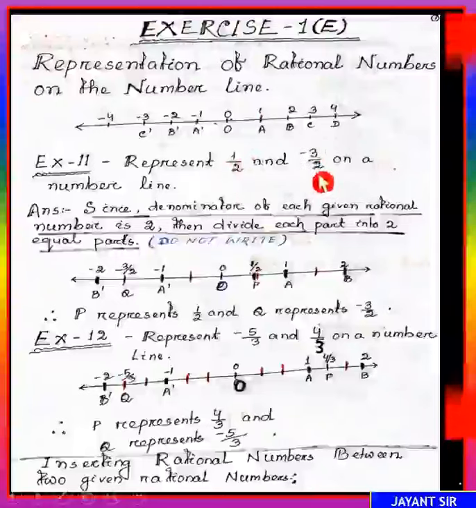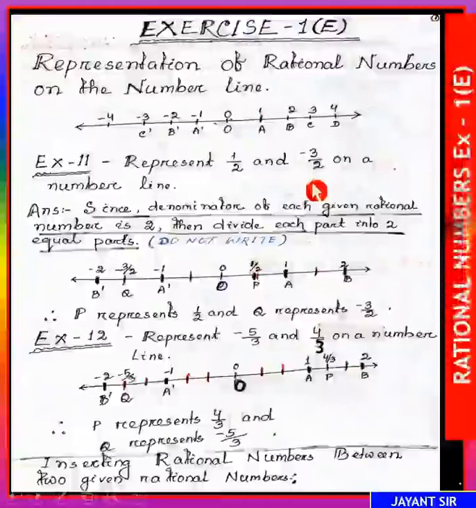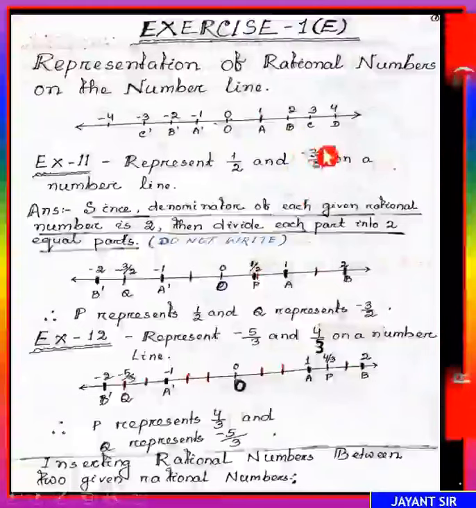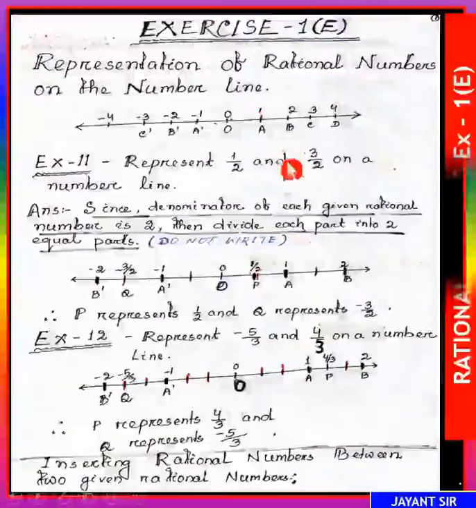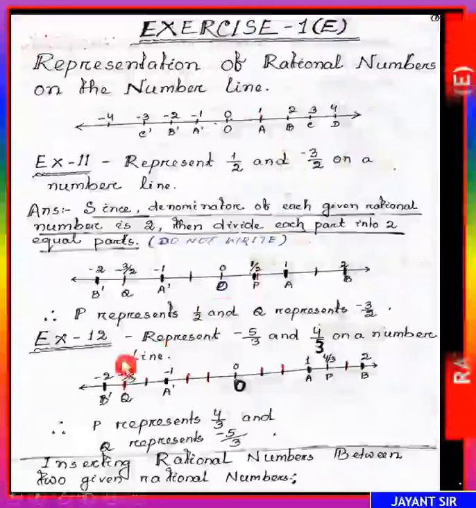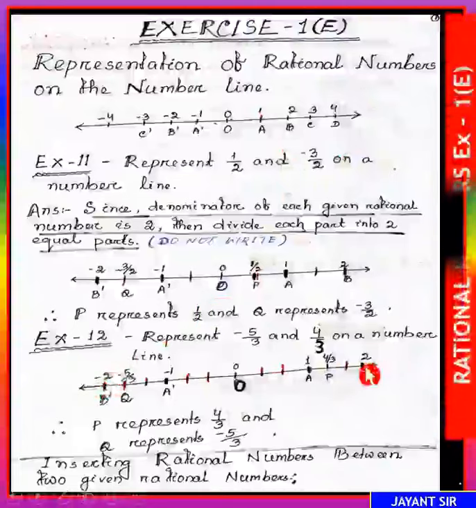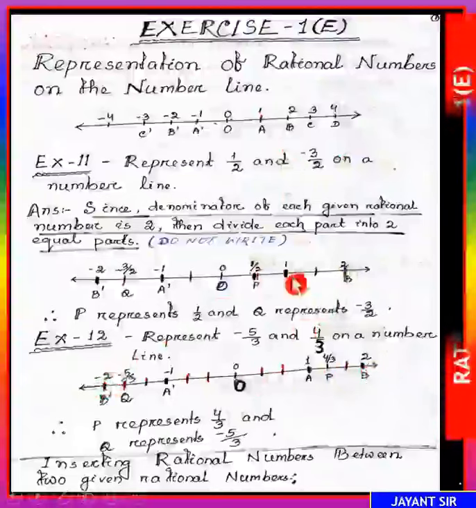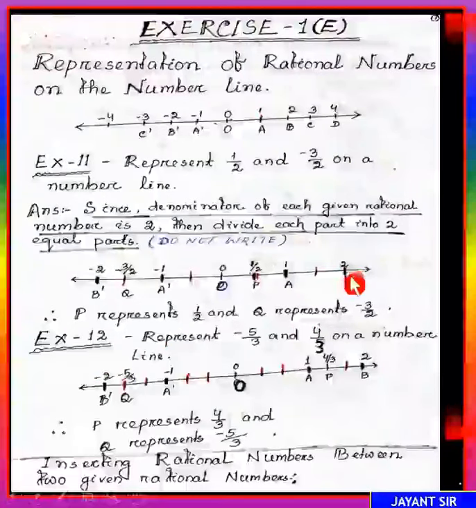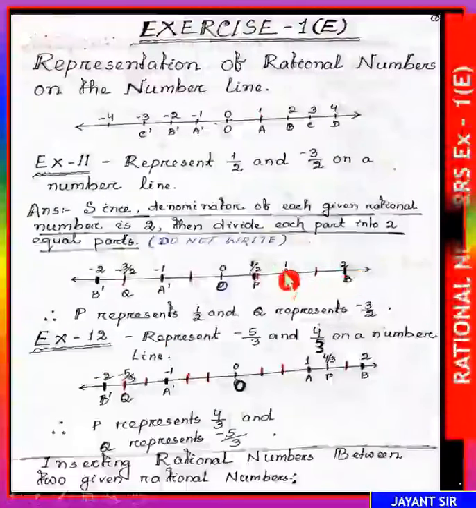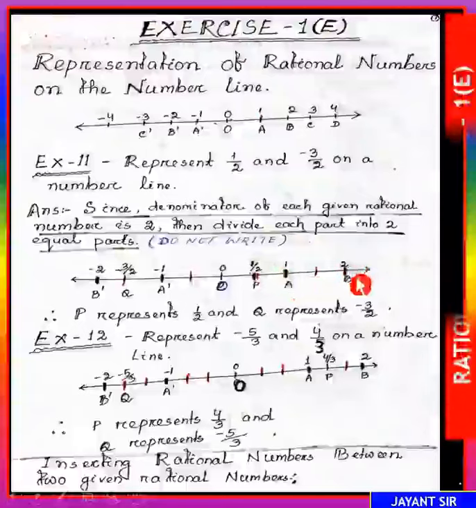And this one, -3/2. 2 1s are 2, 2 2s are 4. That means -1 point something is coming, so it falls in between -1 and -2. That's why I have written up to -2 maximum here. Actually, I was supposed to write up to 1, but I have written up to 2, no problem.